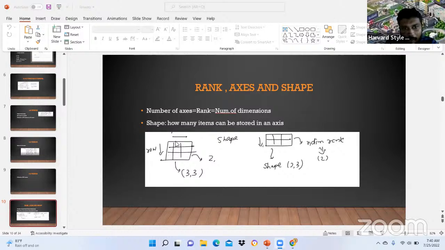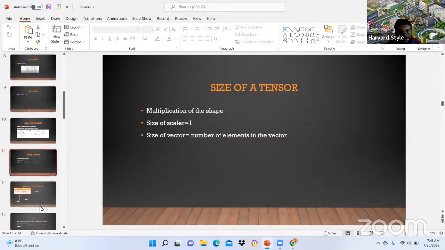Size means how many components there are all together. Here there are 3 by 3, altogether 9. Here 6, because we take 2 into 3. If it is a cuboid, then another dimension comes in, and you multiply that as well. The size of a tensor is the multiplication of the shape.